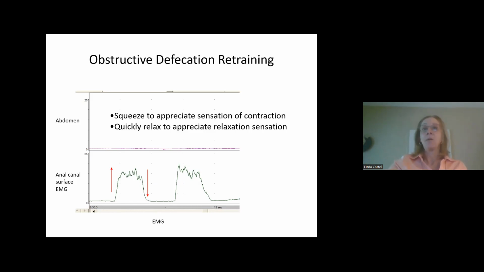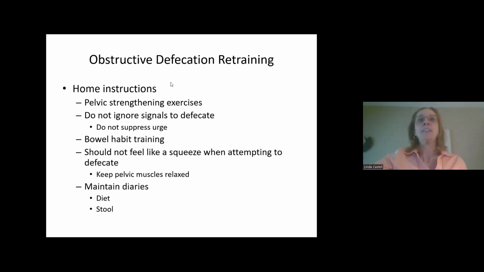So then they're going to go home and when they're squeezing, really pay attention to that ungrip feeling. They're going to continue their stool diaries and their diet diaries maybe. And they're going to come back usually about a week later. Also, when they go home in between their first and second session, we tell them to do their exercises. Do not ignore the signals to defecate.